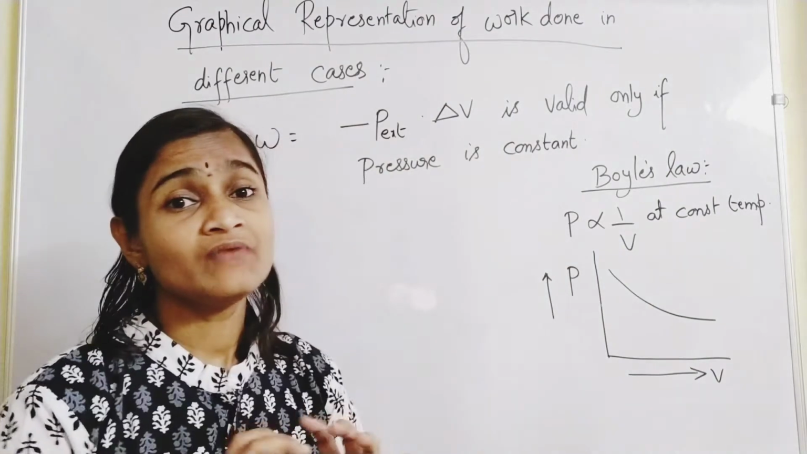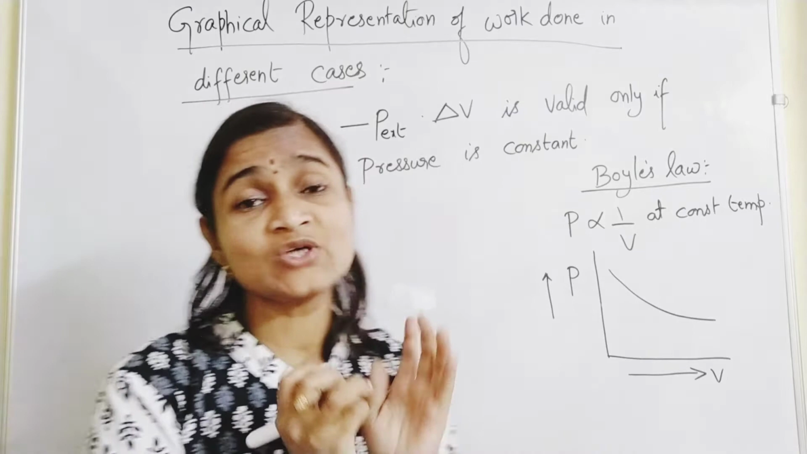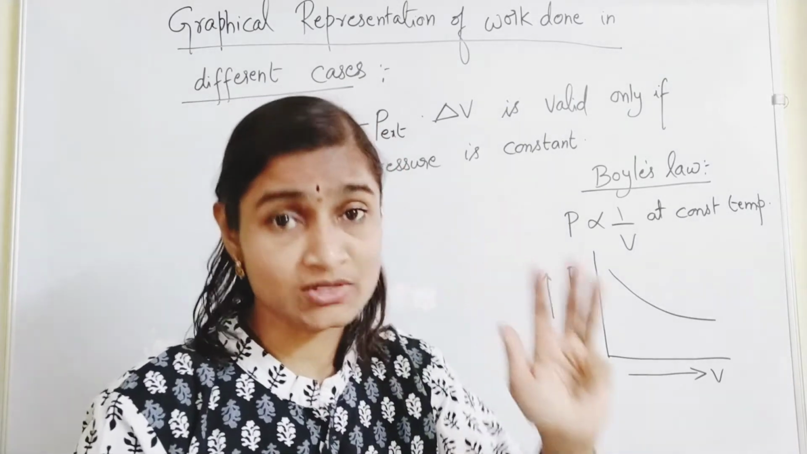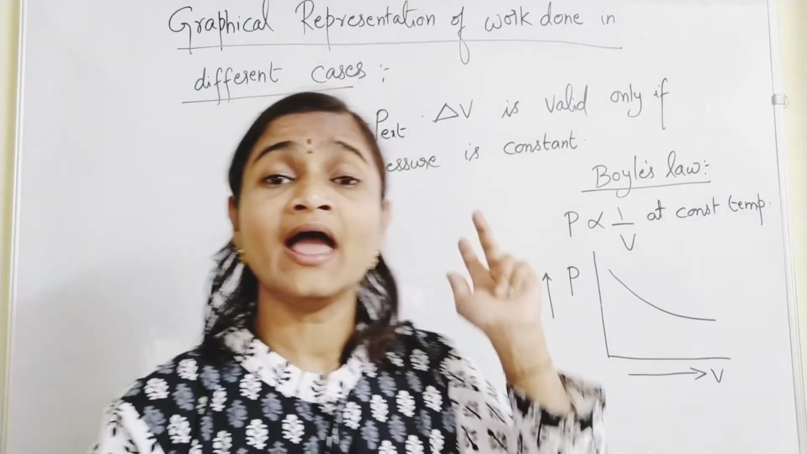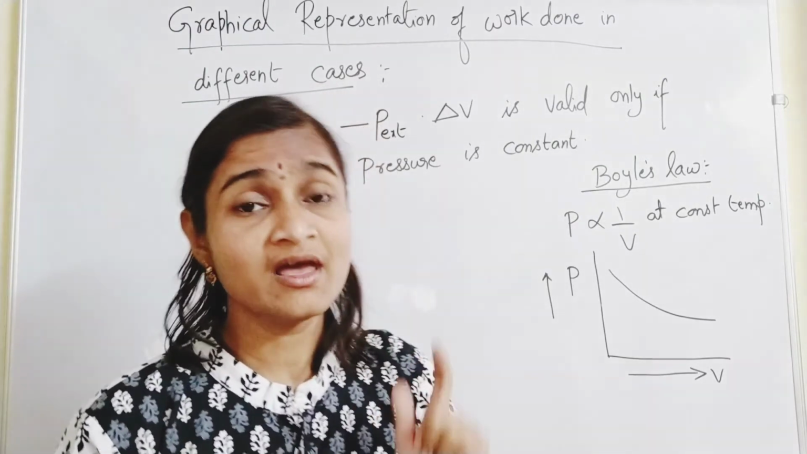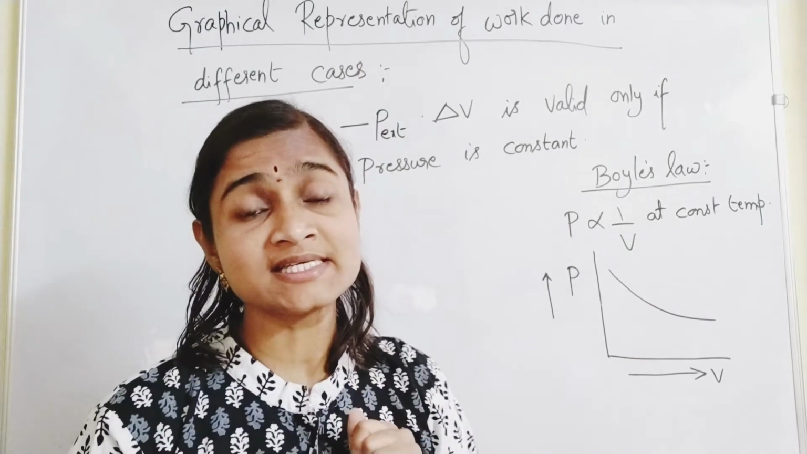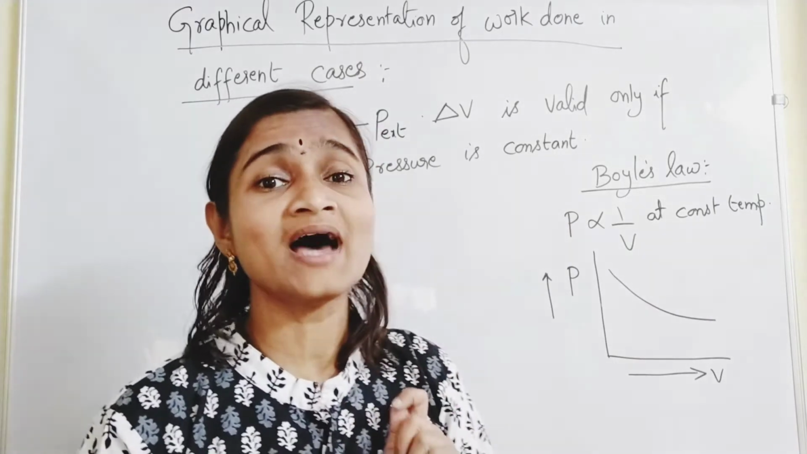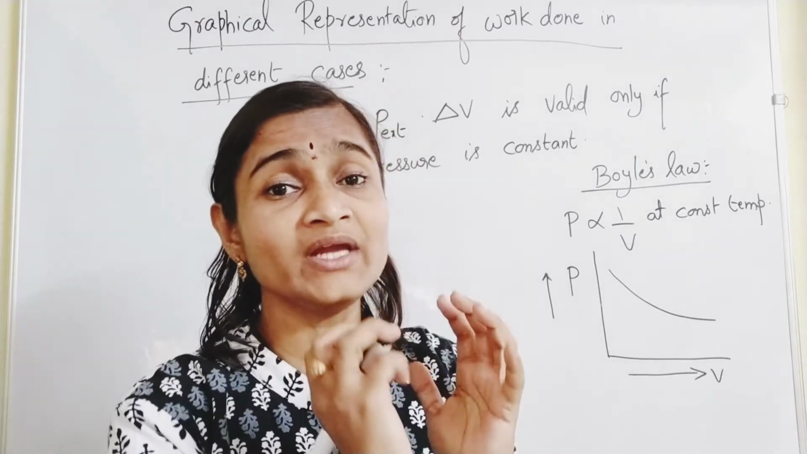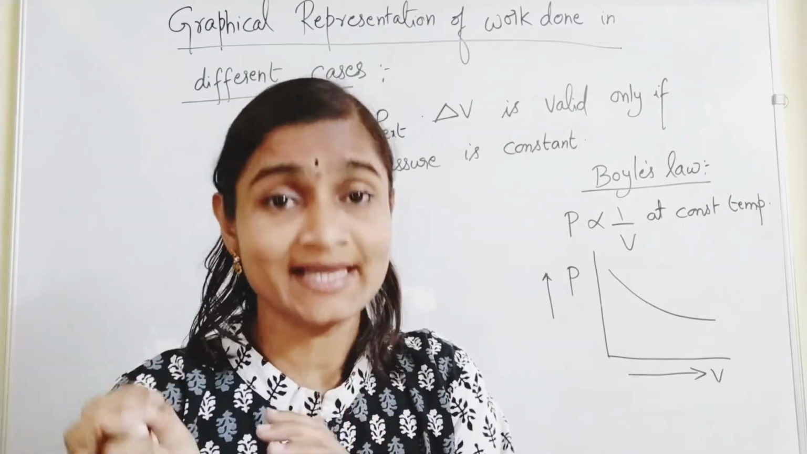Here we are going to discuss different cases: the gas undergoing expansion at constant pressure, expansion under varying pressure, and in the same way compression at constant pressure, compression under varying pressure. And in cyclic processes as well as closed paths, in clockwise and anti-clockwise directions, we are going to discuss different cases of how the work done has to be calculated.